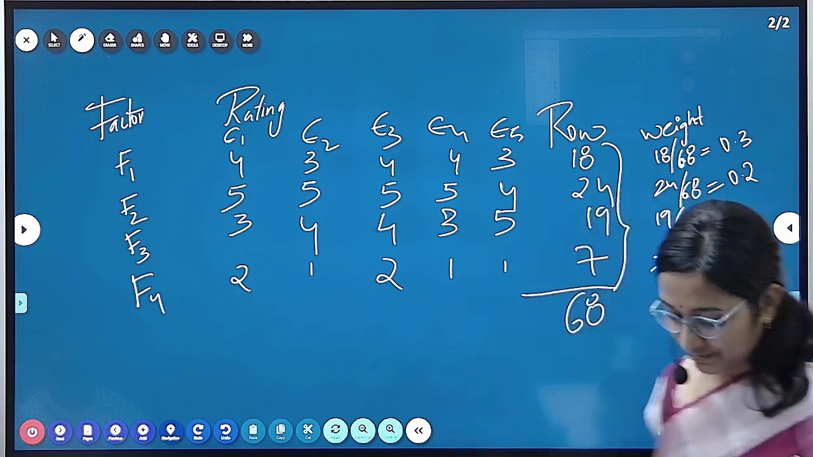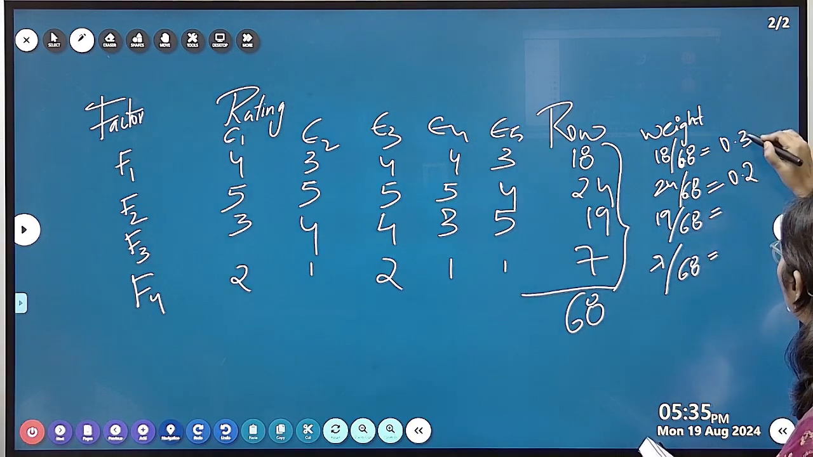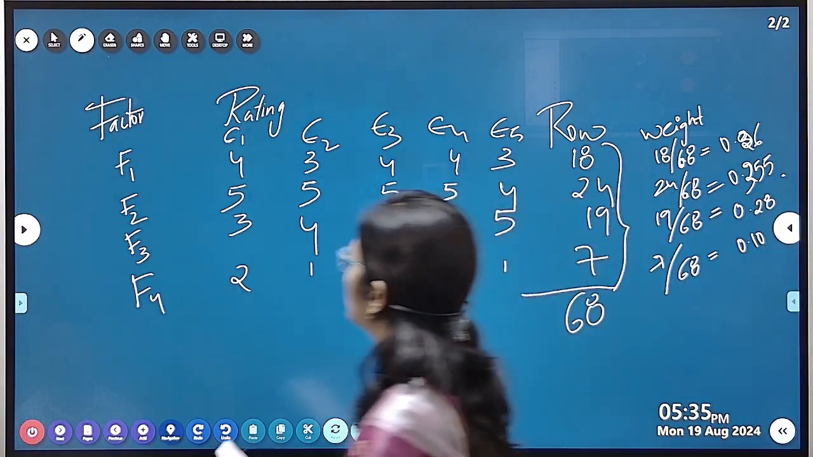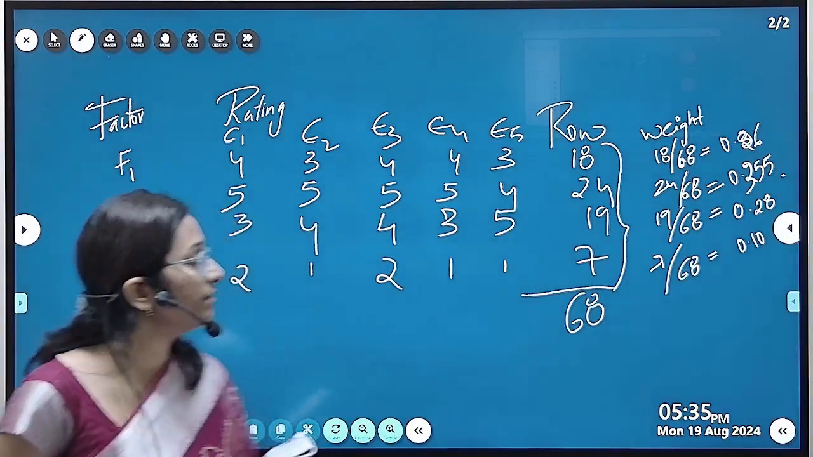So tell me what is this? 0.26. Next, 0.35. 0.355. Next, 0.28. Next. Ma'am, the next one 0.1. So this is the weightage we have got.